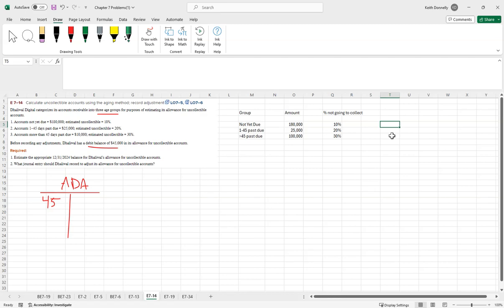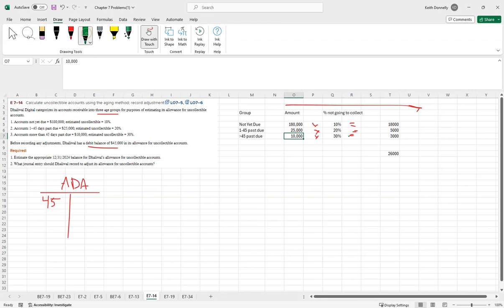So what we do here is we just cross multiply. We do that for each of them. So we go to the right first, as it were. So it'll be 180 times 10%, and then we can just drag that formula down. When we sum these amounts, we're looking at 18,500. Oh, this should be $10,000. Sorry about that. We're looking at $26,000.